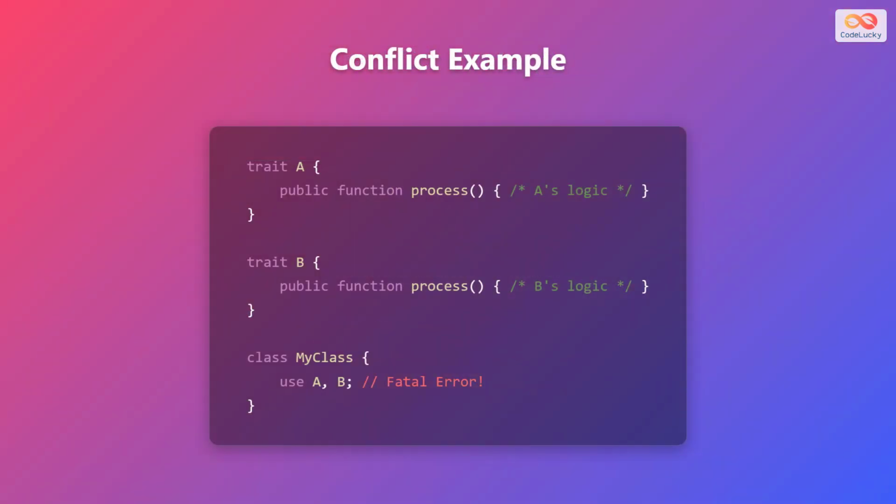Here's an example of a conflict. We have two traits A and B, both of which have a method called process. If we then create a class called myClass and try to use both traits A and B, PHP will throw a fatal error, because it doesn't know whether to use the process method from trait A or trait B. This is a conflict that needs to be resolved.